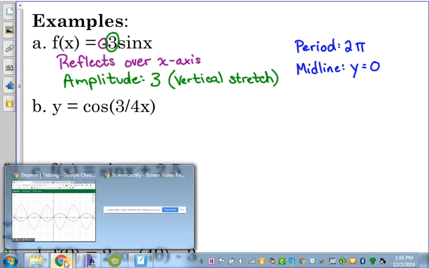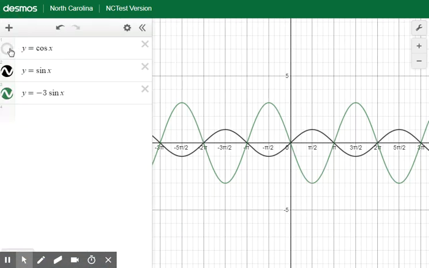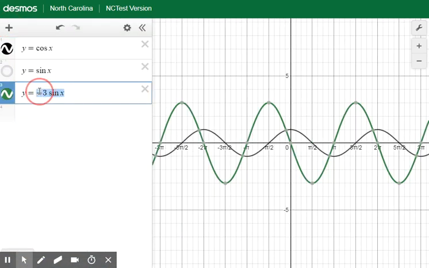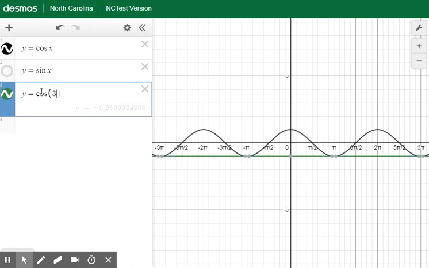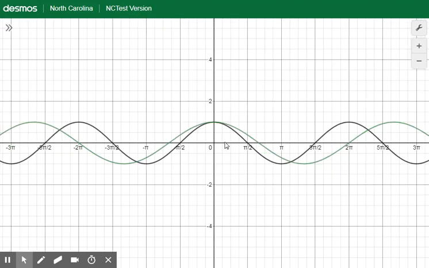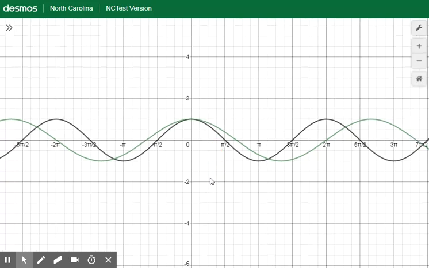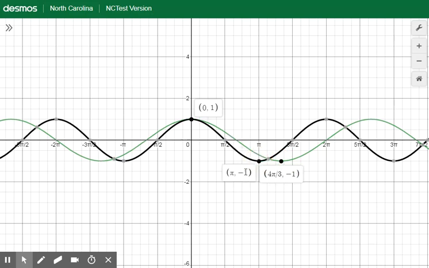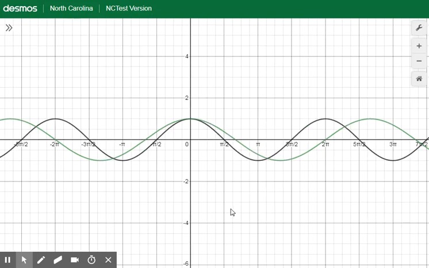All right, let's look at a cosine example. We've got cosine of 3 over 4x. Whoops, make sure the x is in the right place. So let's look at what's different about this. Did the amplitude change? Is it taller than it was before? Nope, same height. Actually, this point right here is exactly the same for both of them. We still have the same minimum value, so the amplitude did not change.